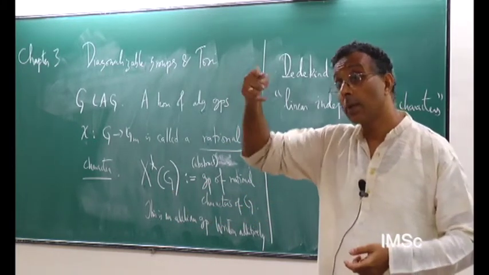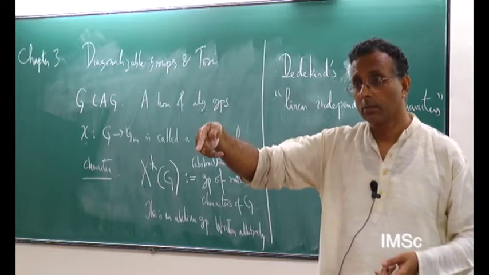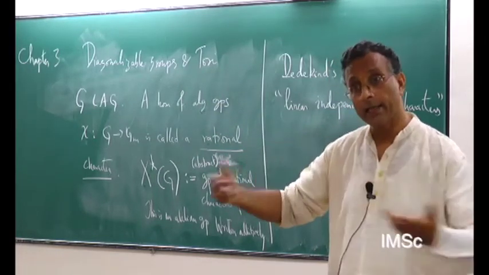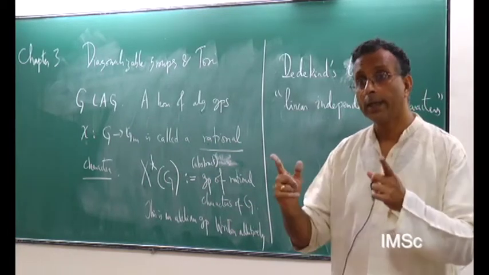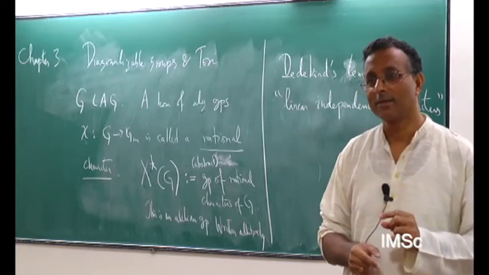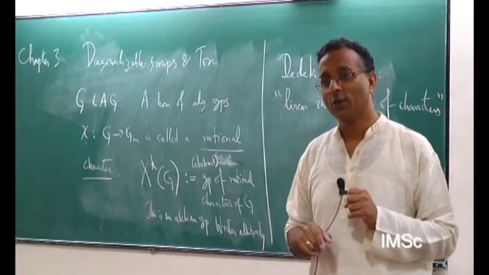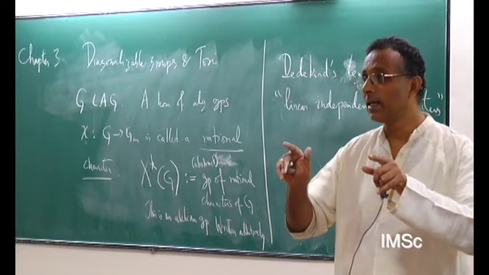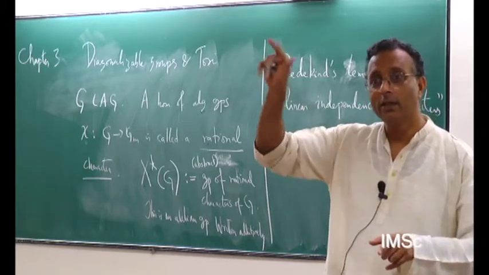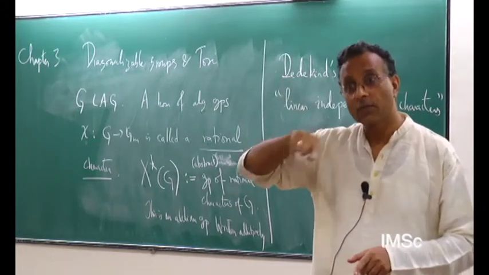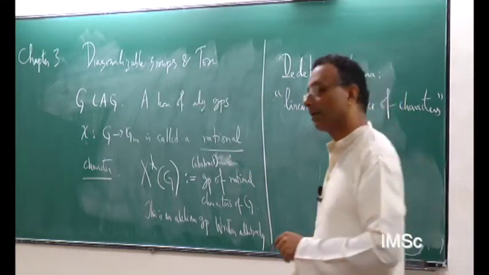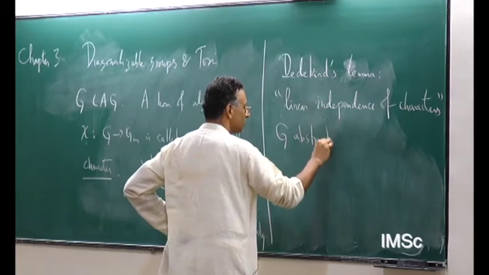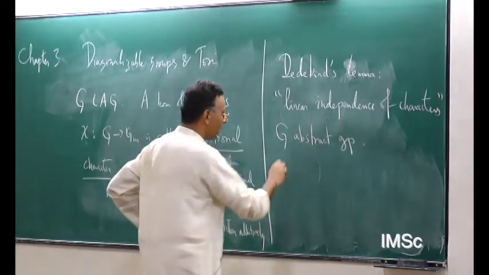So functions from G to K form a vector space, a K vector space, because I can add and scalar multiply pointwise. The point is that they are linearly independent as elements of this vector space. As long as the characters are distinct, they are linearly independent as functions from G to K. This is a very beautiful statement. So G an abstract group, K a field.